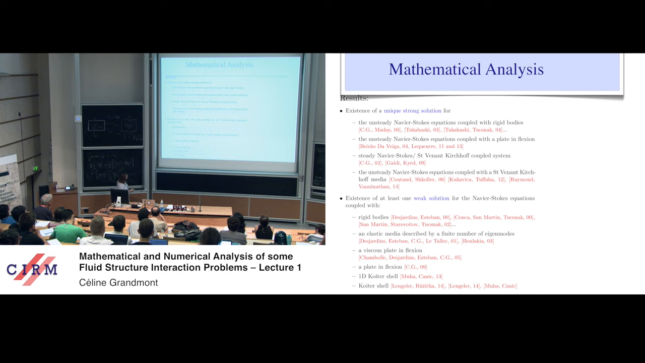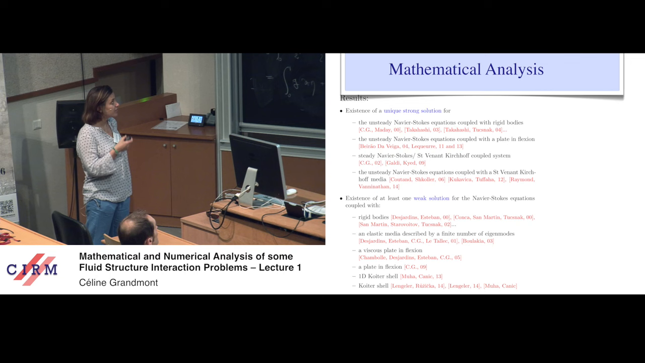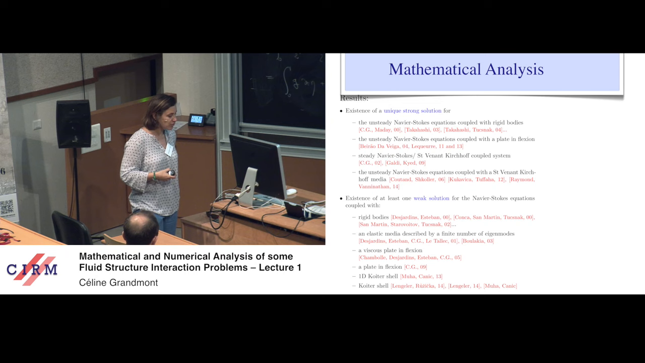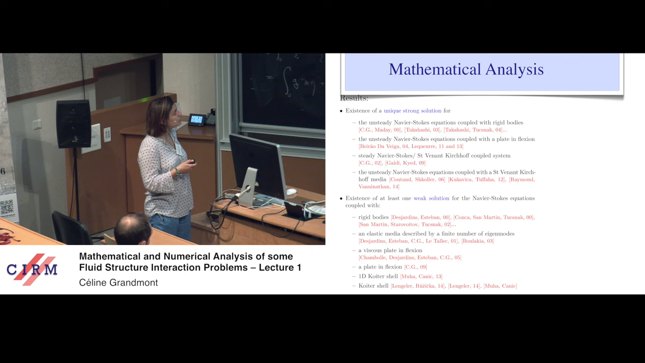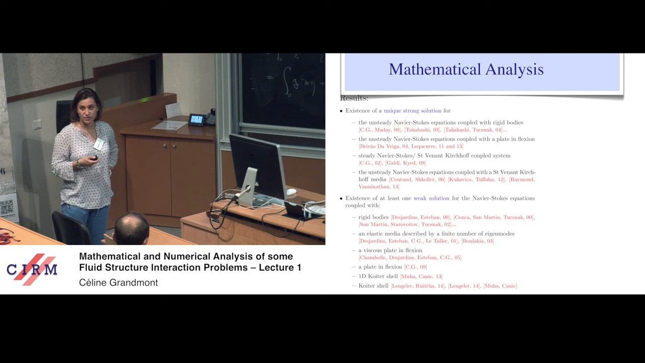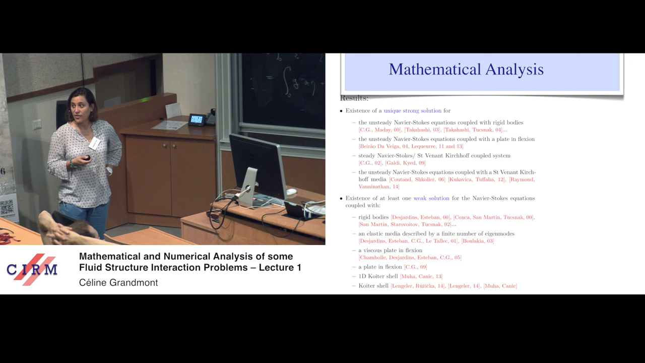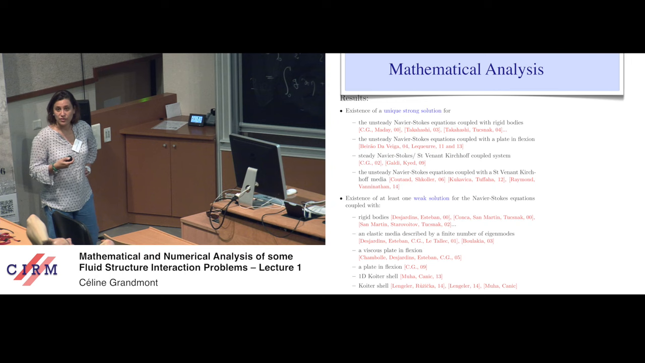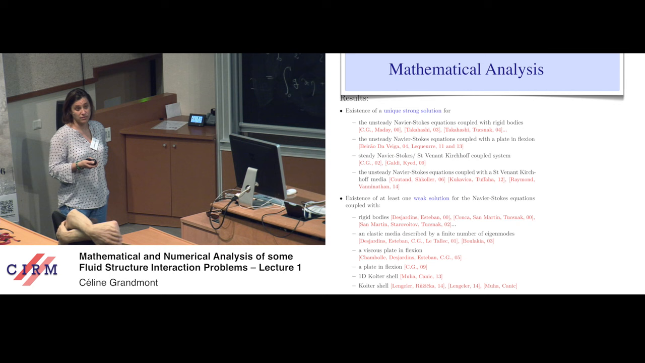From the mathematical analysis, here I review some of the results, I think not all of them, but there are many results on the existence of weak or strong solution for this kind of problem. There is a huge literature on existence of strong solution for Navier-Stokes equation coupled to rigid bodies. When you consider rigid bodies, the difficulties are quite the same, except that you have ODEs to describe the evolution, the motion of the rigid body.